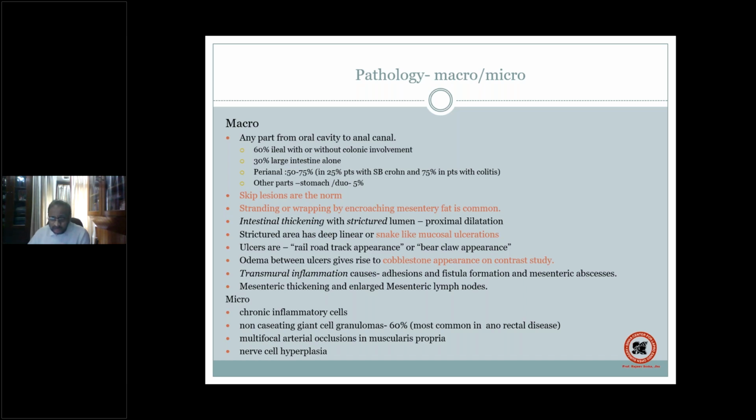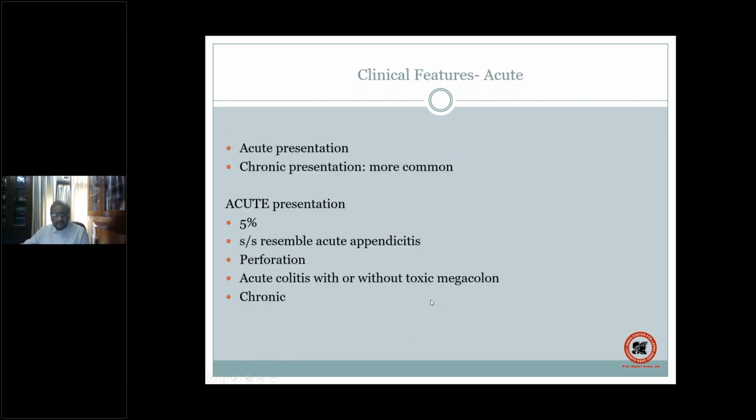And then how do you differentiate from tubercular granuloma? It's the same granuloma, except for one important thing, and that is non-caseating giant granulomas are more common in a patient of Crohn's disease, and 60% most common in anorectal disease. So if you have an anorectal Crohn's disease and you've done a section, you'll find non-caseating giant cell granulomas. Multifocal arterial occlusions in the muscularis propria, that means the proper muscle layer, and nerve cell hyperplasia, right?